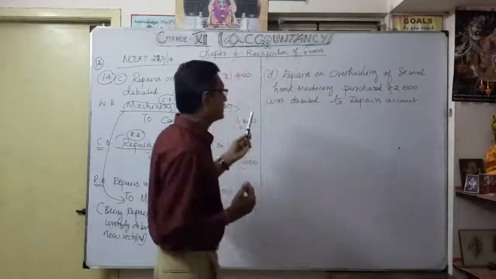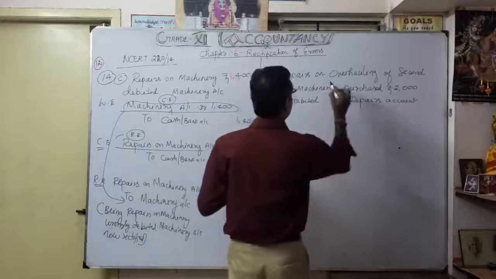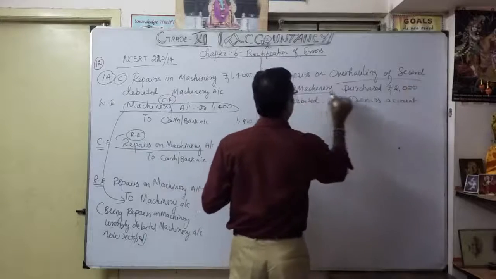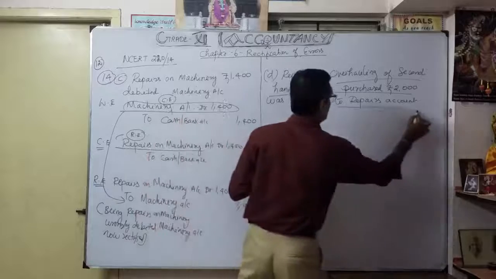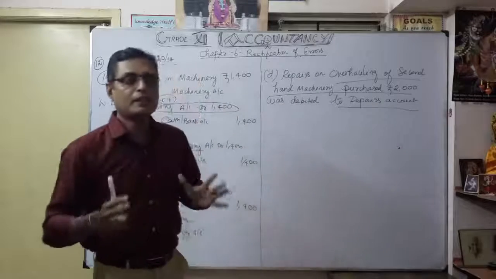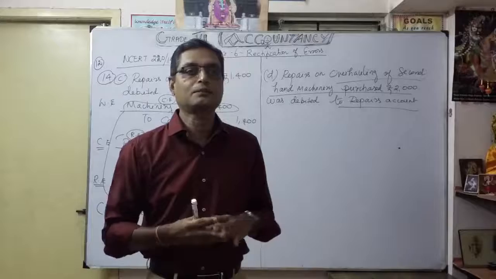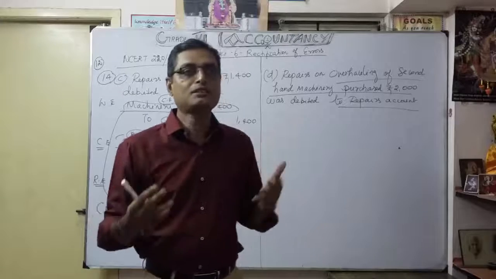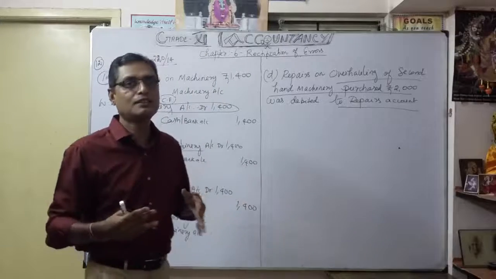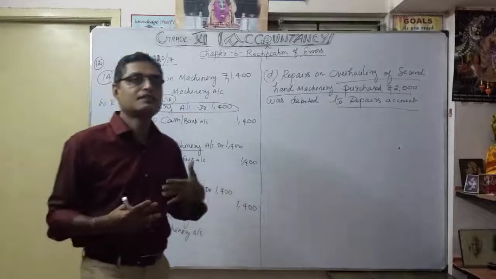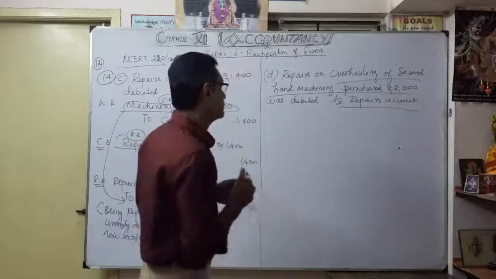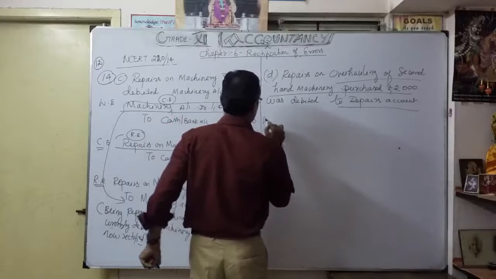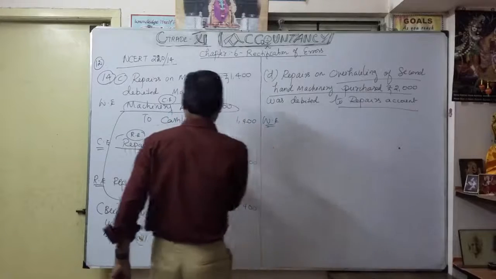See the slight difference. Repairs on overhauling of second-hand machinery purchased. So what happened? They debited the repairs account. Understood now? We purchase second-hand machinery for overhauling. As a machinery means naturally for longer benefit, we consider it a capital expenditure. But what happened? They considered it a revenue expenditure. Okay. So now what is the wrong entry?